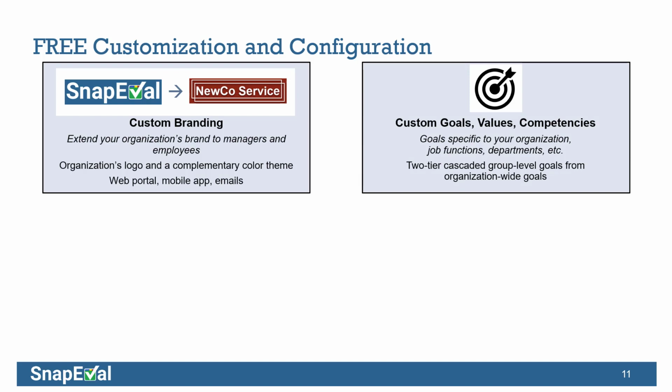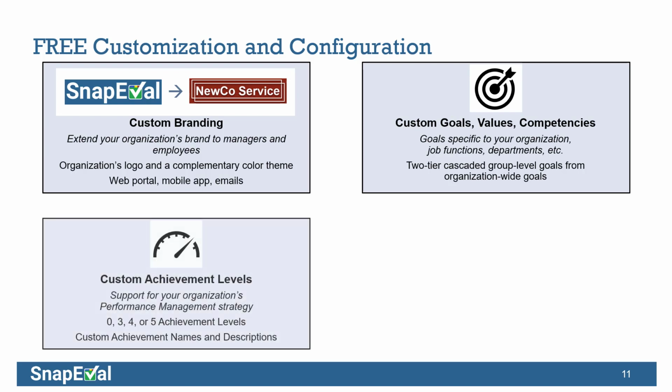The second thing is, as I've said already, we're going to customize your account with your corporate goals, values, job competencies, and we do use what's called a two-tier cascaded system for goals. So you're going to have your corporate-wide goals, and then any more specific things like job competencies or department goals or individual goals cascade from those corporate-wide goals, and we'll talk about that more.